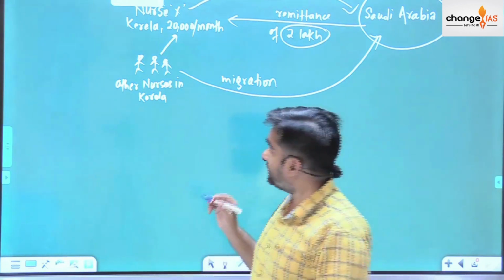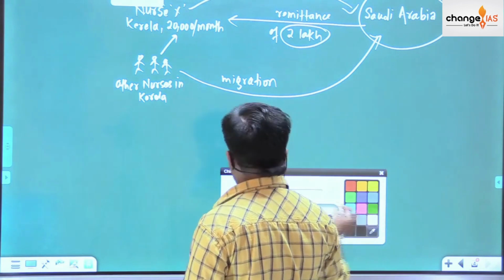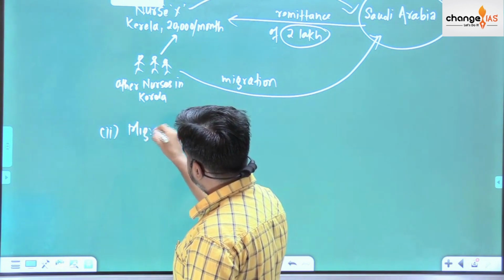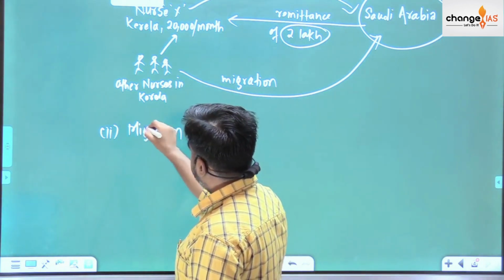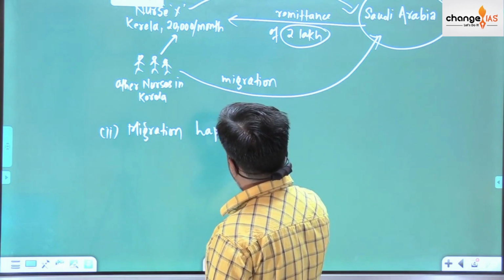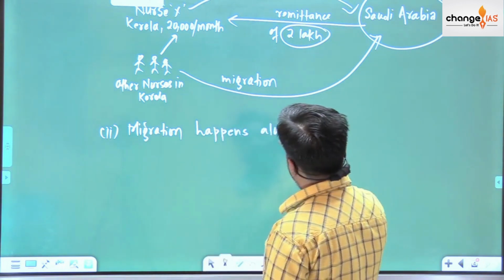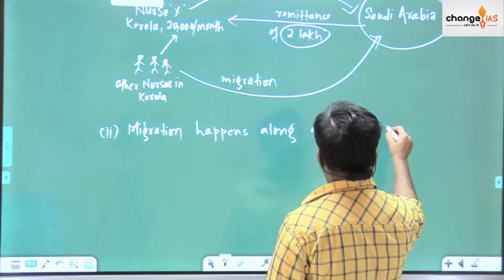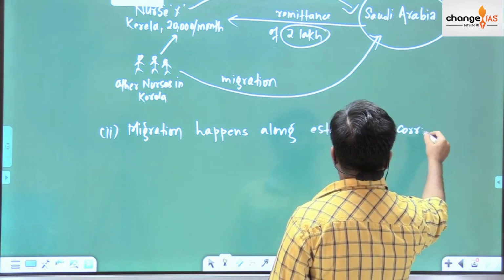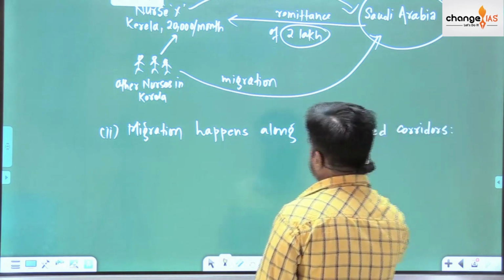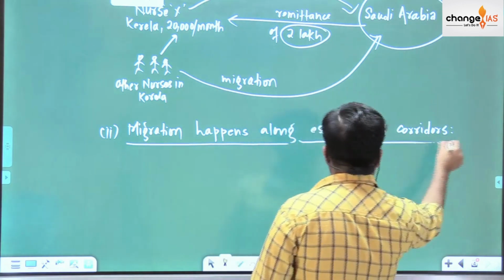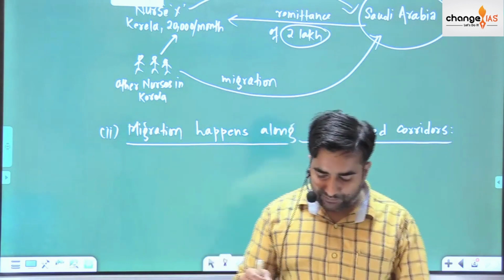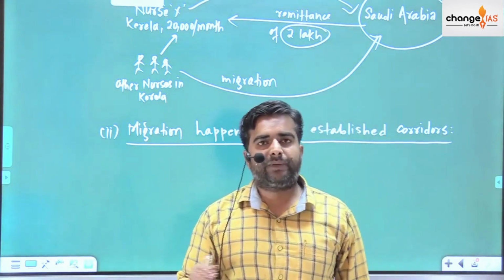Okay, now the second trend that we have seen, okay, second trend that we know, that the migration happens along established corridors. This migration happens along some established corridors. ठीक है, there are certain corridors, certain path जिससे migration सबसे ज्यादा देखा जाता है. ठीक है, so lot of migration is happening based on this thing.